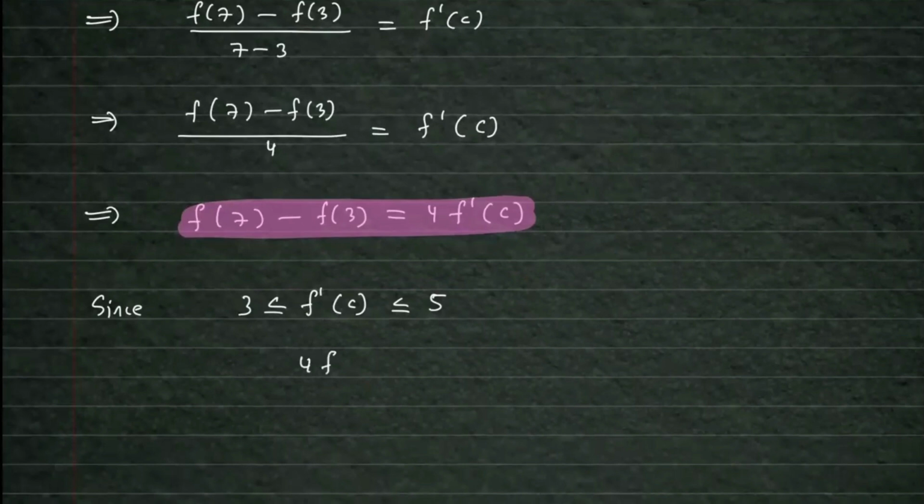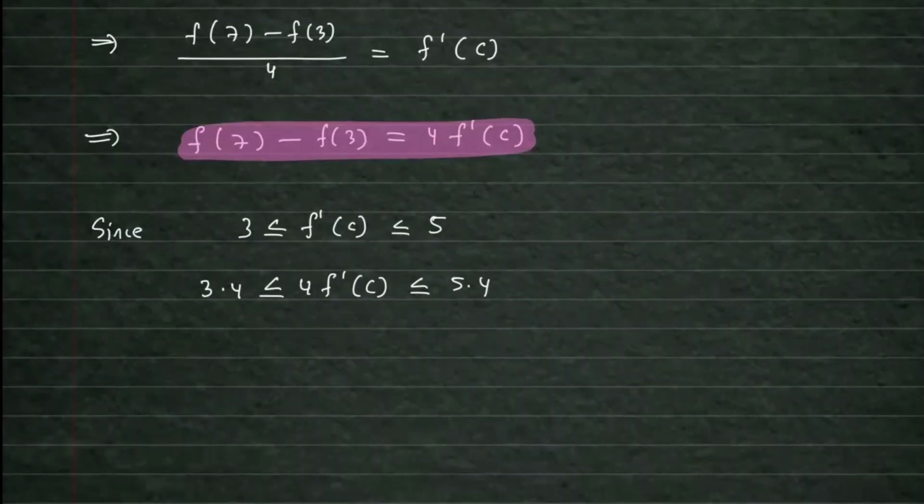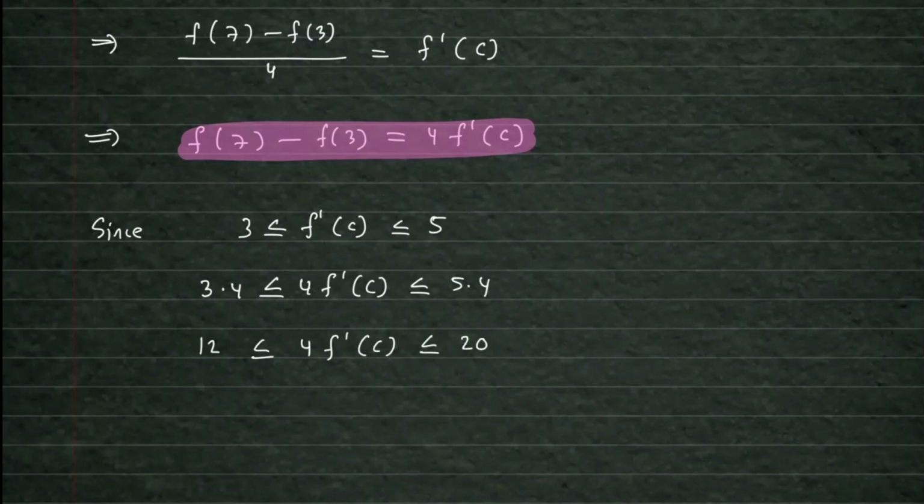Then I'm going to write this. So we know 4 times the derivative of f at c must be greater than or equal to 3 times 4 and less than or equal to 5 times 4. So I just want to match this statement right here. Now if I finish up the calculation, this is going to be 12 less than or equal to 4 times f'(c), less than or equal to 20. Well, what is 4 times the derivative at c? That is f(7) - f(3). So let's substitute that right here.